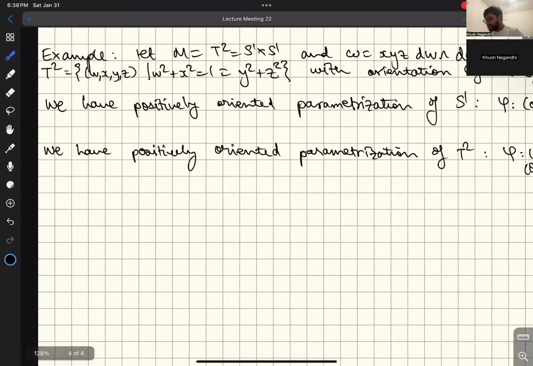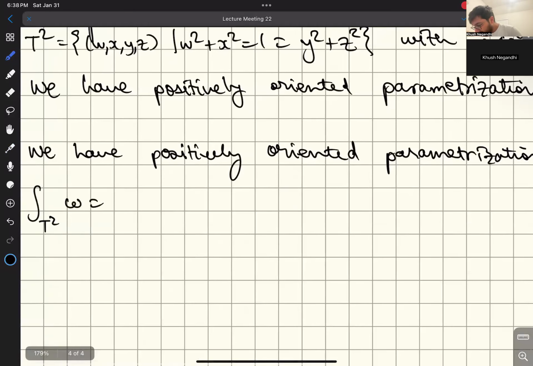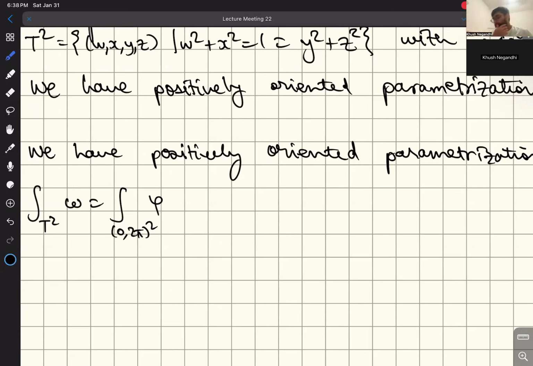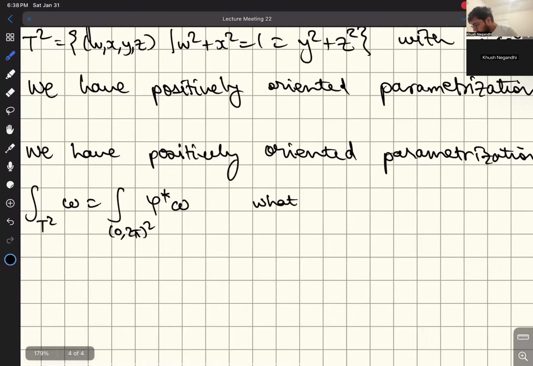So now what we have to do is integrate. The integral over T2 of omega is simply going to be the integral over (0, 2 pi) squared of, since there's a parameterization, instead of going from the manifold into an open set of Rn, we're going from an open set of Rn into the manifold. So all we have to do is pull back, instead of taking the inverse and then pulling back, the pullback of omega. But what is the pullback of omega? So what is phi star of omega?